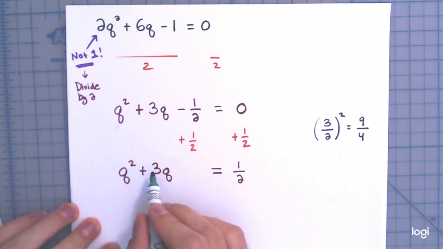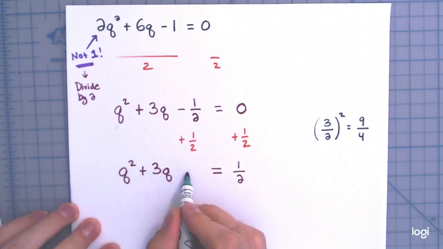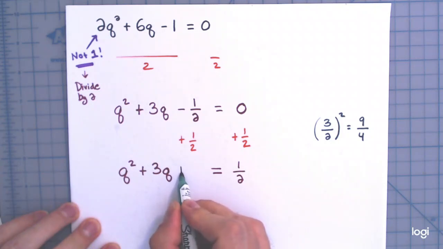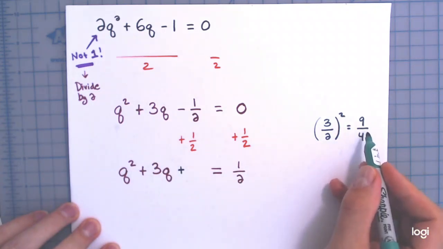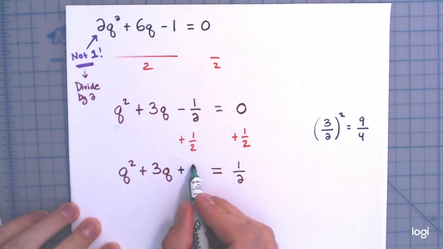So the q squared plus 3q, in order to make a perfect square trinomial, to complete the square, I'm going to be adding this 9/4, half the 3 squared.